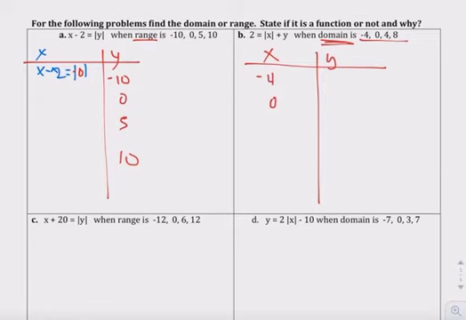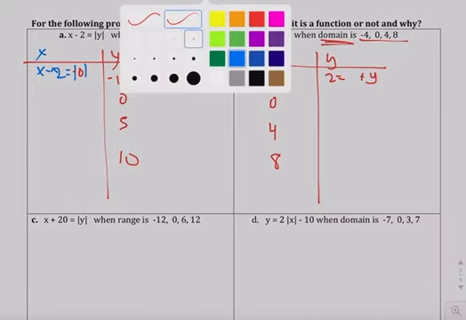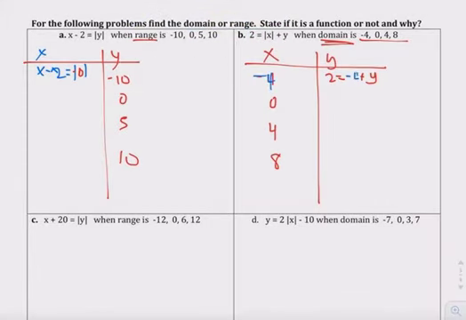Negative 4, 0, 4, and 8. So your problem is 2 equals to absolute value of x plus y. So you got x is 4. Oops. X is negative 4. Plus 4 plus 4. 6 equals to y. Okay. So your ordered pair is 4, 6. So you put 0. I got it wrong.